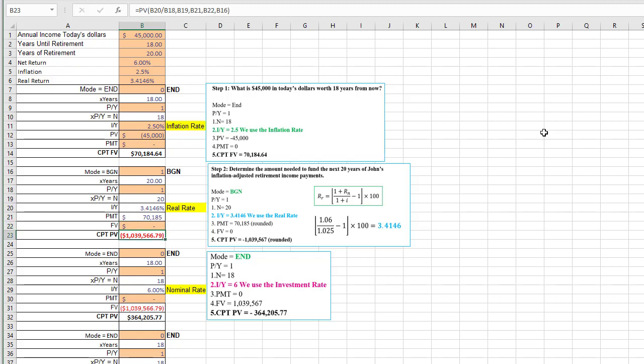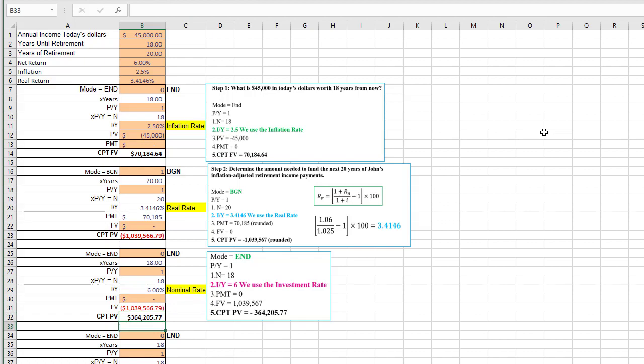So again, we calculated the present value, 1,039,567. So that's basically rounded. There's a little bit of rounding there. So in step number 3, we want to calculate how much is that in today's dollars. So that's 18 years from now that we want to retire. Here we use the nominal investment rate because it's saving and investing. That's the future value. So we calculate our present value. That's the lump sum that we needed today.